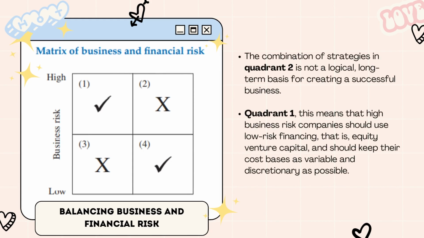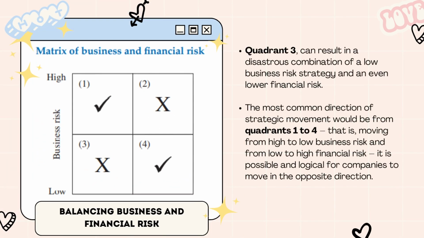On this slide, I will explain balancing business and financial risk with metrics. The combination of strategies in Quadrant 2 is not a logical long-term basis for creating a successful business. Quadrant 1, this means that high business risk companies should use low-risk financing, that is, equity venture capital, and should keep their cost basis as variable and discretionary as possible.